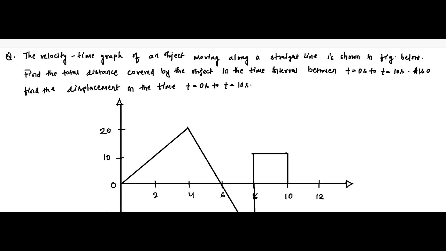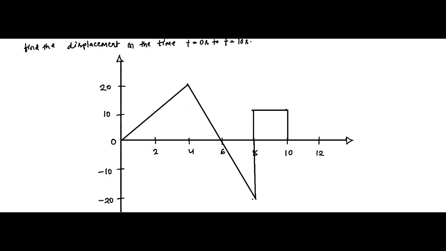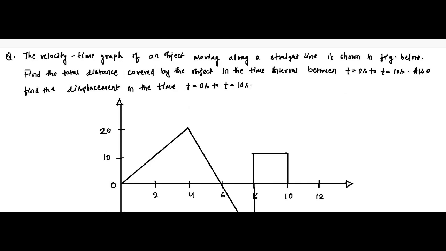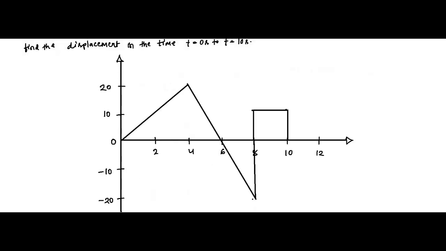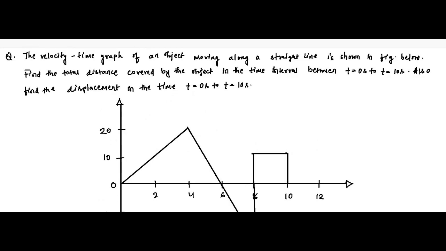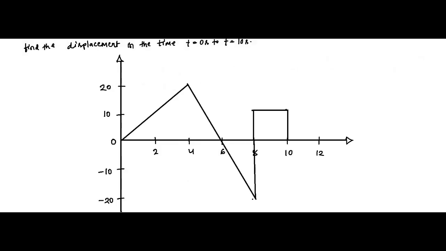So here is another question on graphical analysis of one-dimensional motion. It is given that the velocity time graph of an object moving along a straight line is shown in the figure below. We have to find the total distance covered by the object from 0 to 10 seconds and the net displacement in the same interval from 0 to 10 seconds.